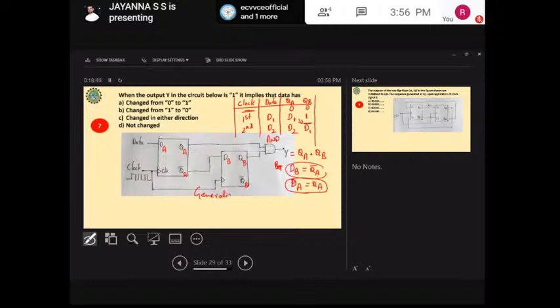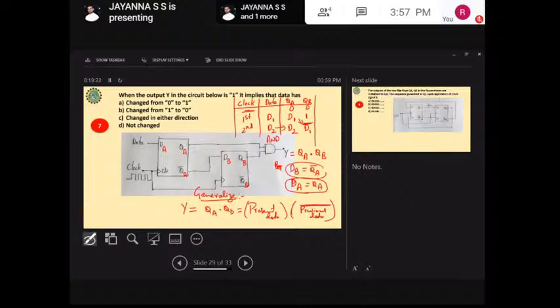If you generalize this equation, you can say that y is equal to QA into QB, which is equal to the present data and the complement of the previous data. Since this QA, whatever we get in the present, follows the past, the complement of the previous data.